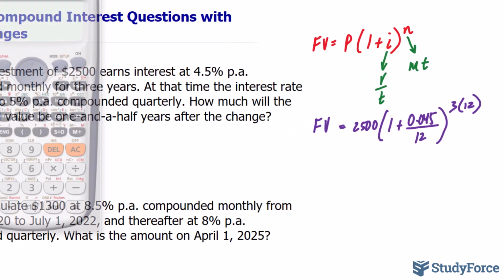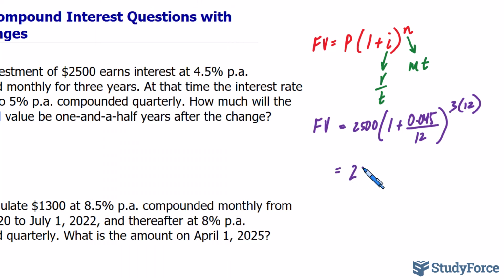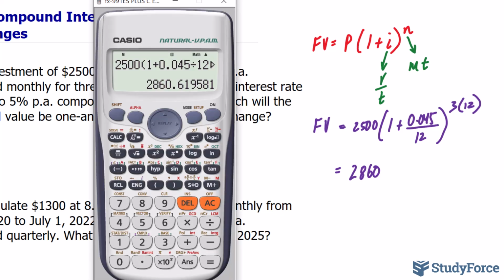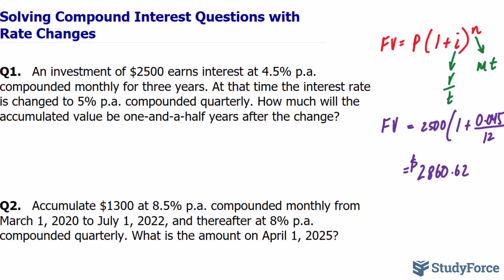So the future value, 3 years from today, using our calculator, can be found by taking 2,500 times 1 plus 0.045 divided by 12, raised to the power of 36. And we end up getting 2,860.62. Now after this term ends in 3 years, we have a new interest rate of 5% compounded quarterly. And this will be happening for 1.5 years. So that will be our new value of m.